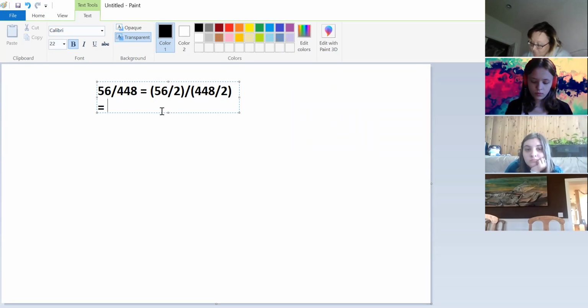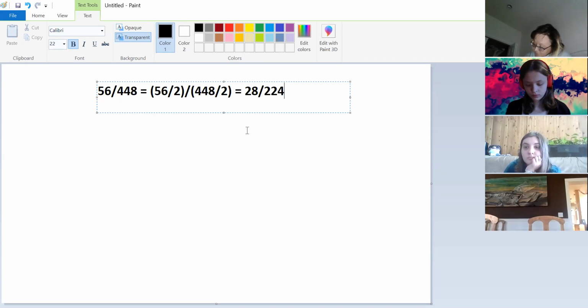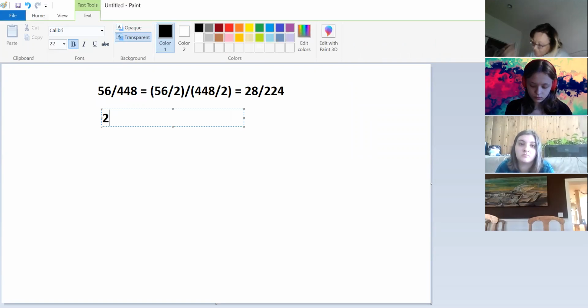So now we have 56 divided by 2, which happens to be 28, and 448 divided by 2, which happens to be 224. So now we've got this. Well, again, we still have even numbers, so I can always divide the top by 2 and the bottom by 2. But I could probably divide by 4. We could take the top divided by 4 and the bottom divided by 4, and maybe that would be the thing to do in this one.